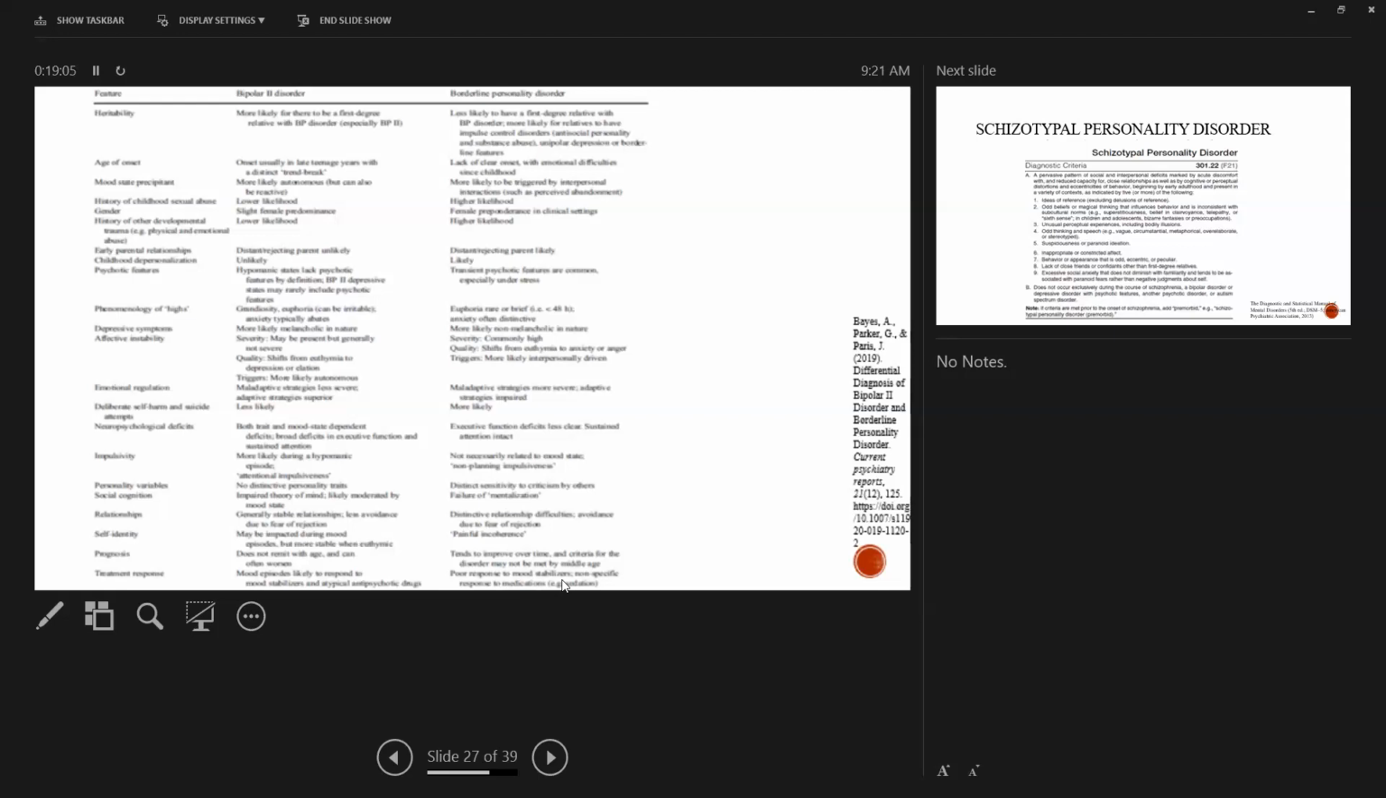And usually a patient of bipolar disorder will have stable interpersonal relationships, and there will be less avoidance due to rejection as it is found in borderline personality disorder. And self-identity is usually impacted during the mood episodes in bipolar, but when the patient is not symptomatic, when euthymic, it is usually stable.